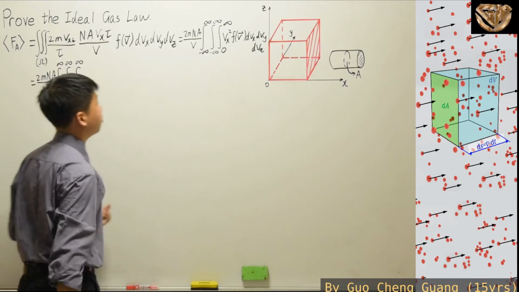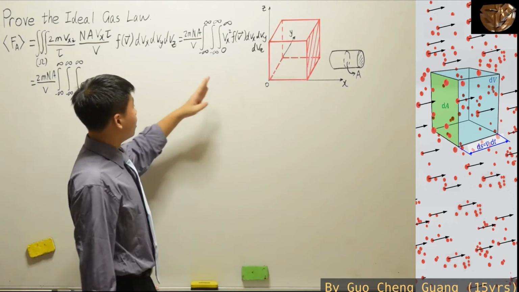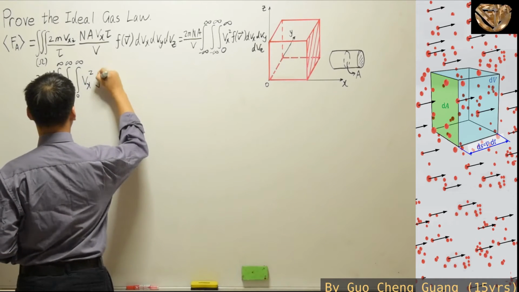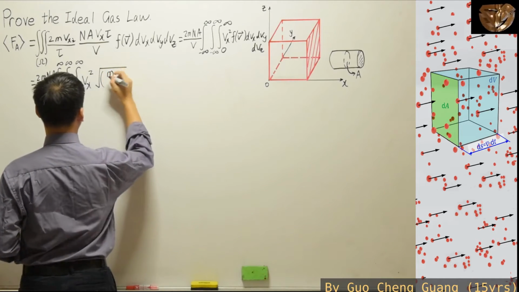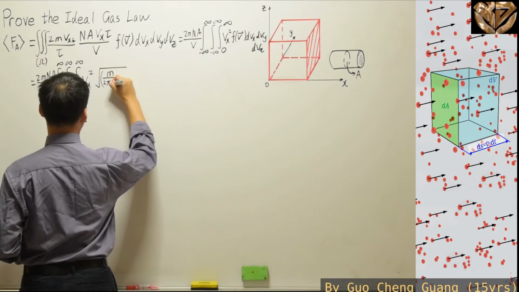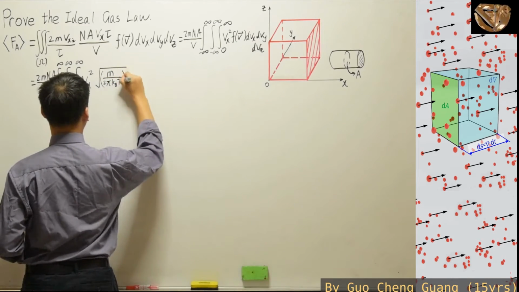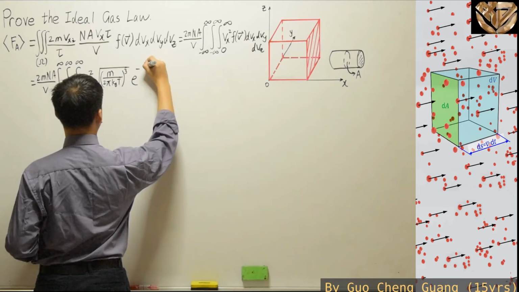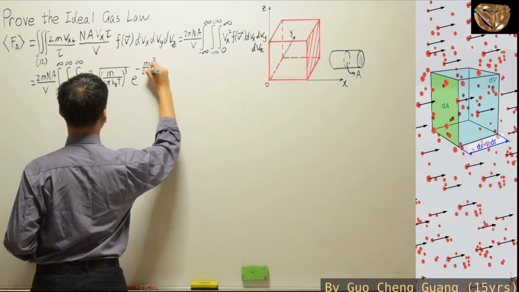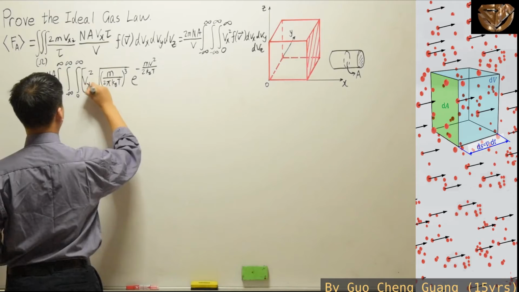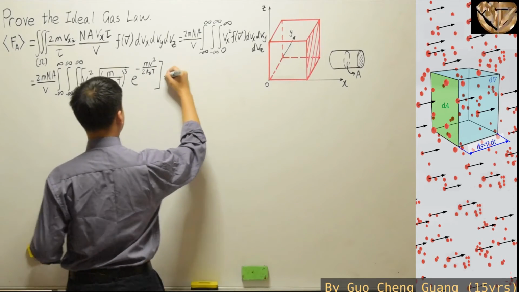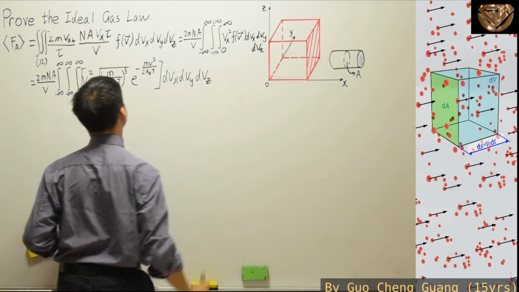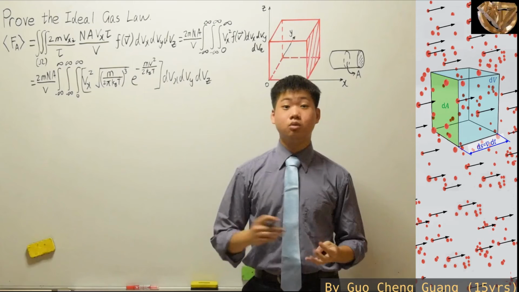Now, what is our probability density function? You would actually have it from the previous lessons. It is the square root of m over 2 pi kBT, cubed, and e to the power of negative mv squared over 2 kBT, then dvx, dvy, and dvz. Right, so this is what we will see.